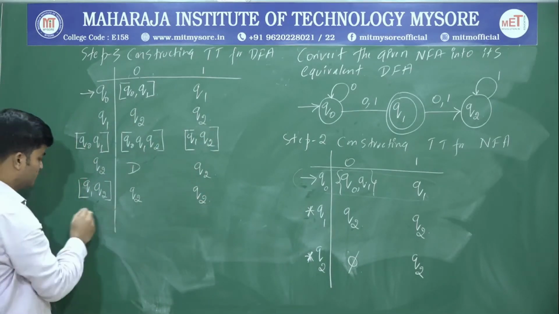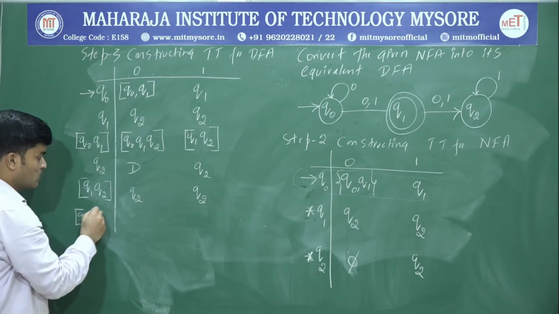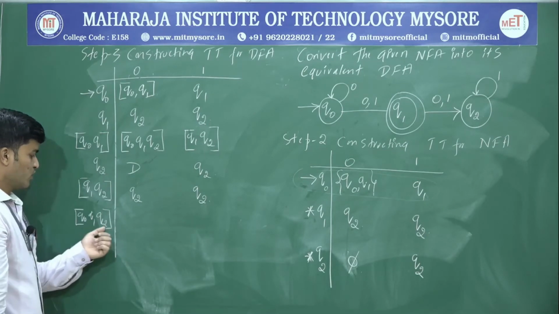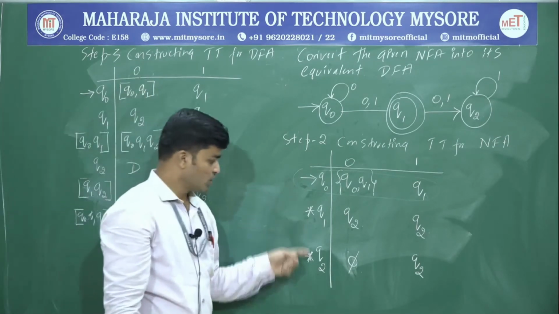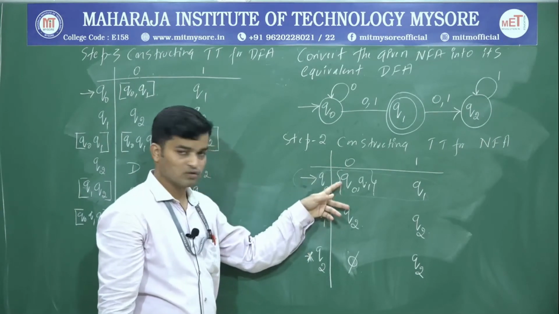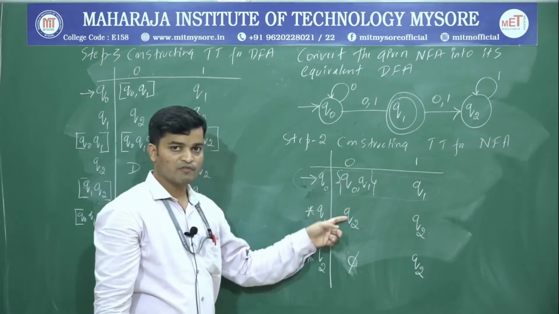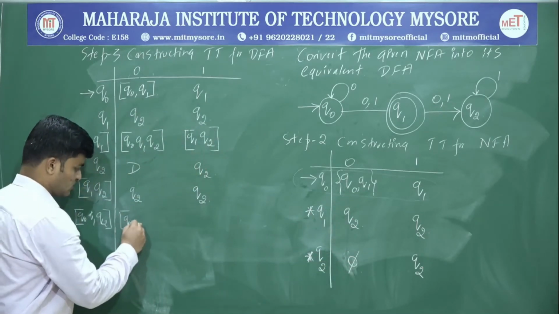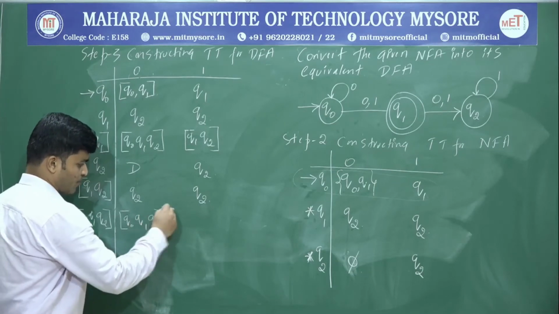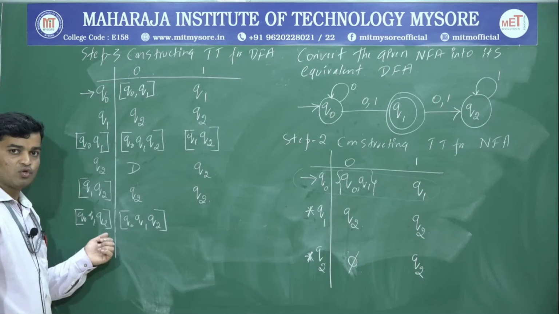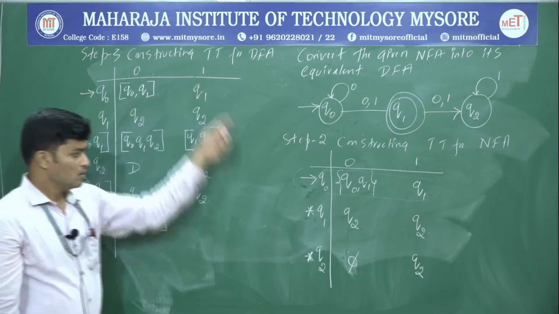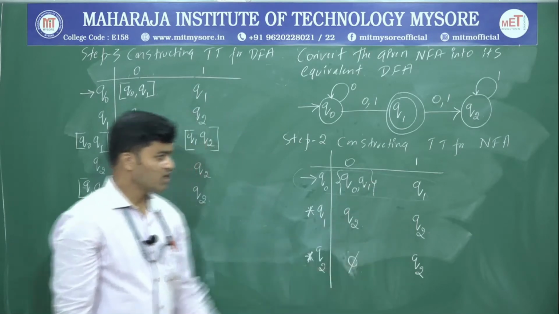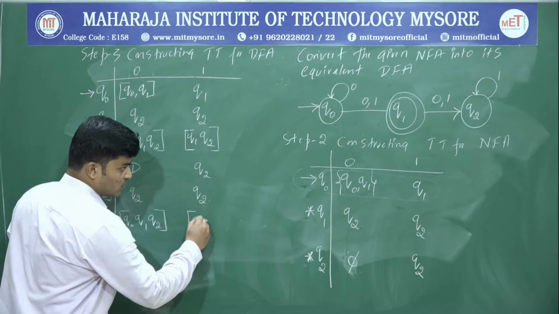Okay, now you can take this one: Q naught Q1 Q2. What is Q naught Q1 Q2 upon 0? Take the union of these three, and again you will get Q naught Q1 Q2. What is Q naught Q1 Q2 upon 1? Take the union of these three, and again you will get Q1 Q2.